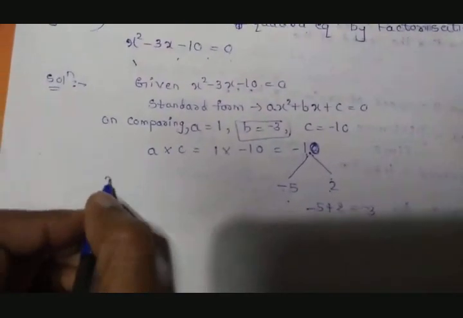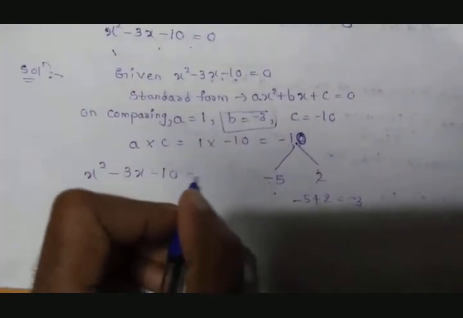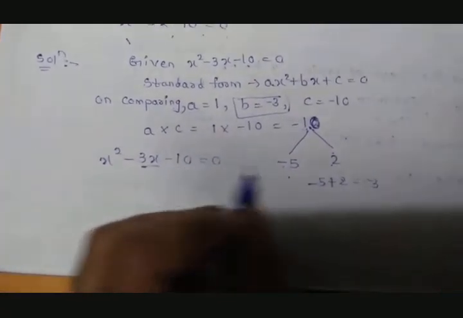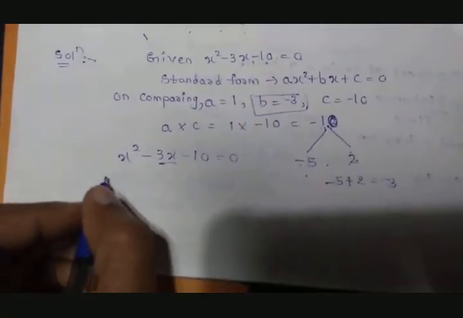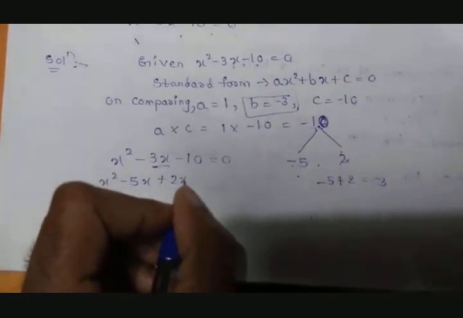So now we shall split the middle term. x square minus 3x minus 10 equals 0. This is what was given. So now we shall split this 3x as minus 5x and plus 2x. x square minus 5x plus 2x minus 10 equals 0.